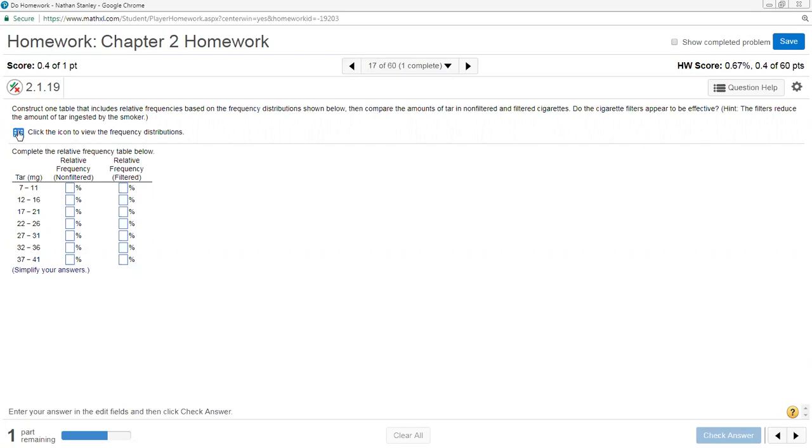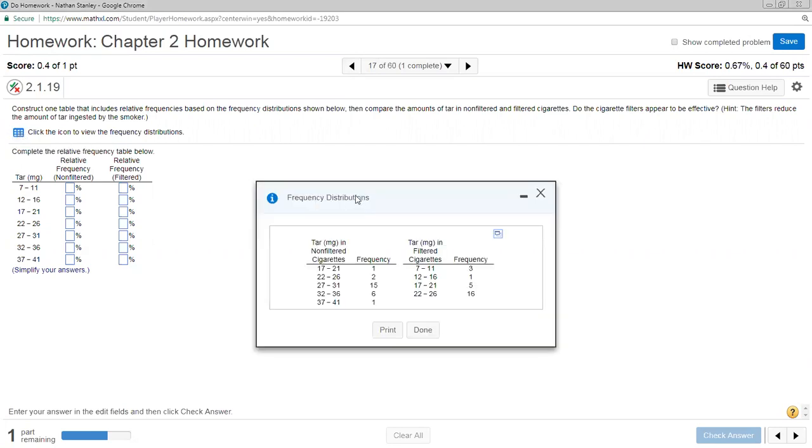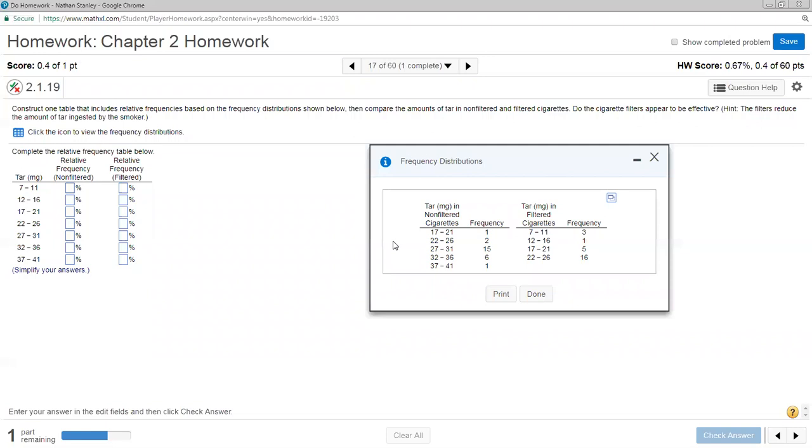I'm going to go ahead and click the icon here to view that distribution and pull it up over here. What they've done is they've given you various non-filtered and filtered cigarettes classes for the filtered and for the non-filtered cigarettes, and the frequencies for the tar amount that falls within these classes. So among non-filtered cigarettes, there's one that falls within 17 to 21 milligrams of tar, for instance. Then you also have frequencies for filtered cigarettes as well.